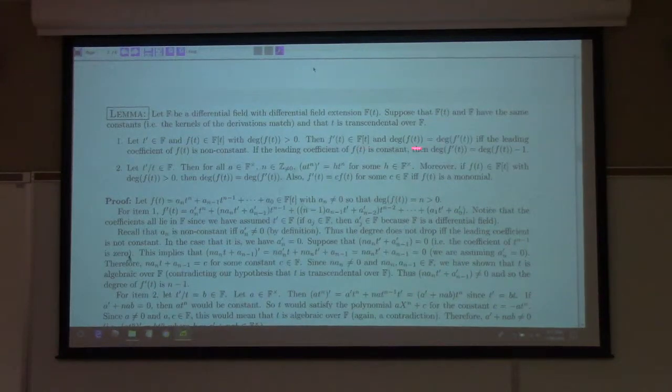And if the leading coefficient is constant, then we get the normal thing back again, all right? And then this 2 here is too into it for me to get into today. All right, so moving along, that's just kind of a technical lemma.